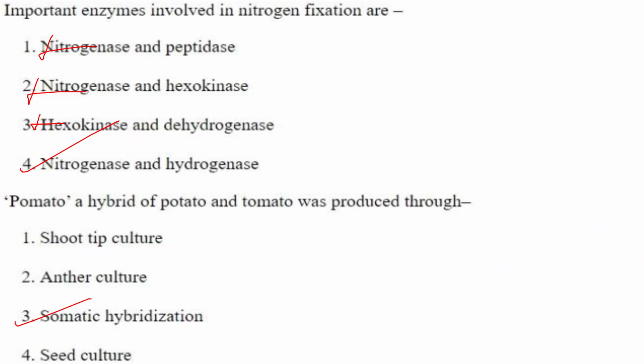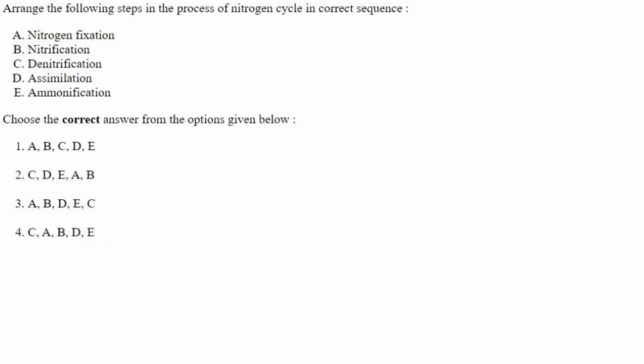Okay, so the answer is somatic hybridization. And this potato and tomato, they are sexually incompatible species. So this technique, somatic hybridization, is usually used to create hybrids from these plants. Then arrange the following steps in the process of nitrogen cycle in the correct sequence.